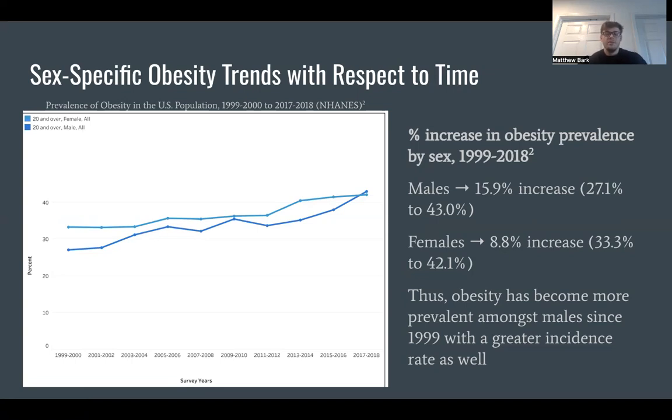The similar prevalences seen in 2017 to 2018 between males and females are consistent with the results shown on slide 2 of this presentation, also gathered from the National Health and Nutrition Examination Survey.